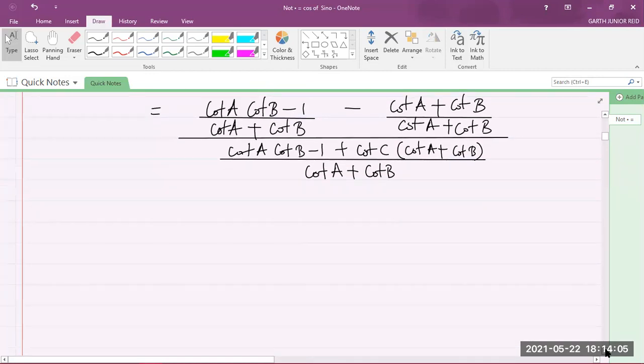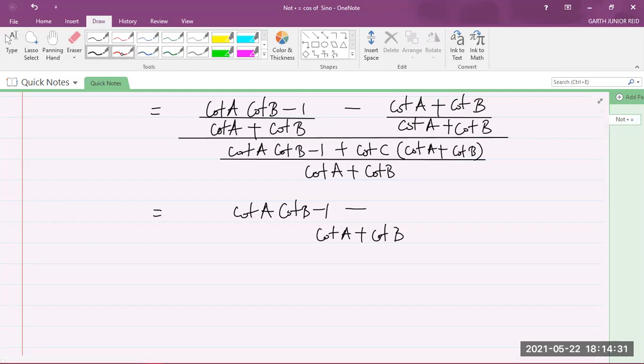All right, so I'm going to simplify further. So this is now going to be equal to, I have the cot of A plus the cot of B in the denominator, and I'm subtracting now. So I will have the cot of A times the cot of B minus 1, minus, I'm subtracting now, right? Remember in my numerator here, I have 2 terms, correct? So it means that I need to put my brackets: cot A plus cot B.